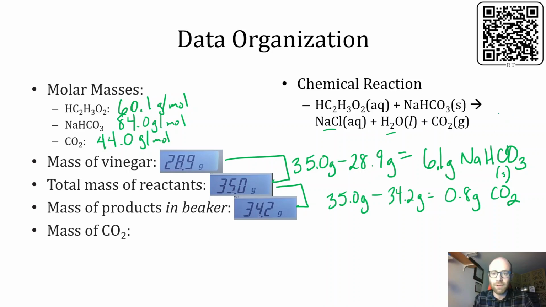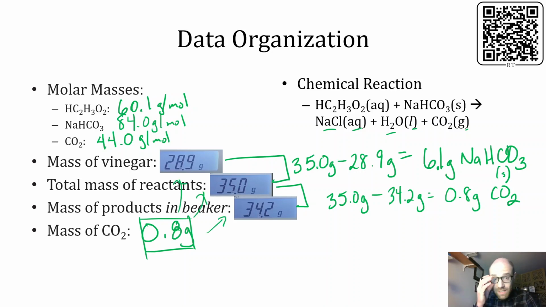We know from the chemical reaction that there's only three products. One is dissolved in water, one is water, and the other one is the gas, and that's the bubbles that we saw. So we have 0.8 grams, and that's the very important number that we're going to use to relate back to all these masses to see what information we can glean from there.